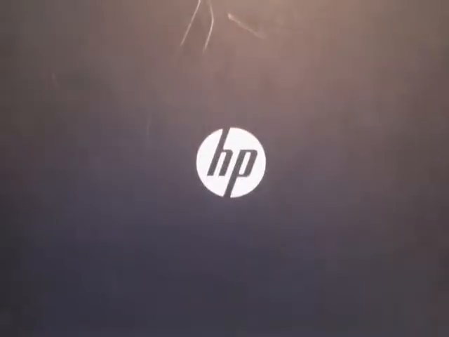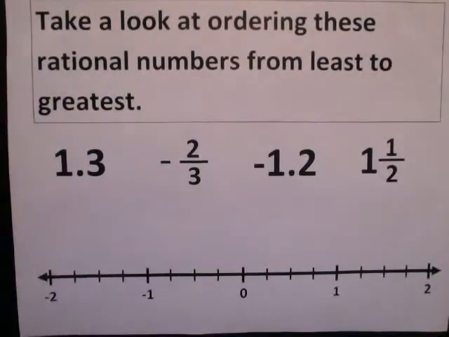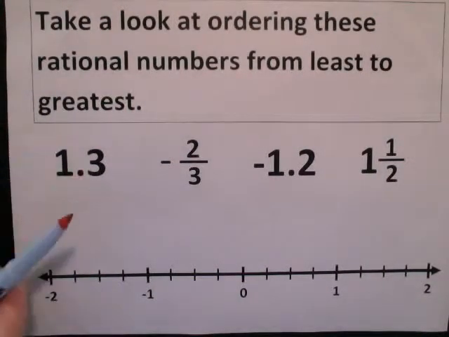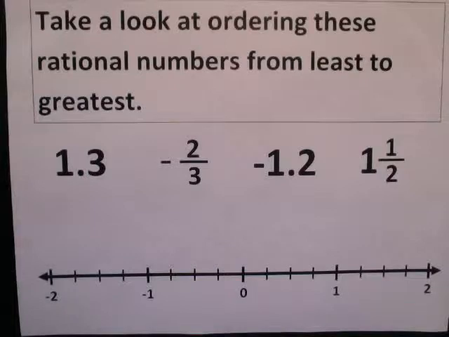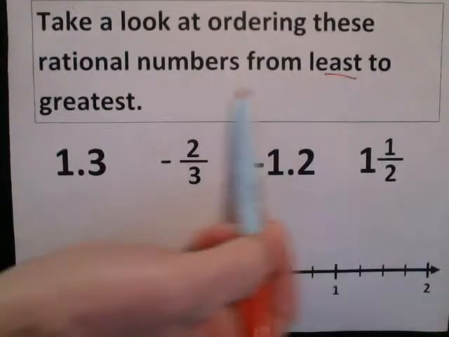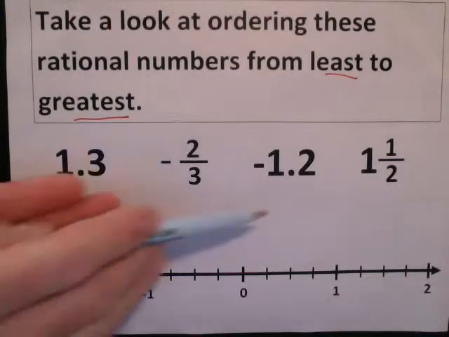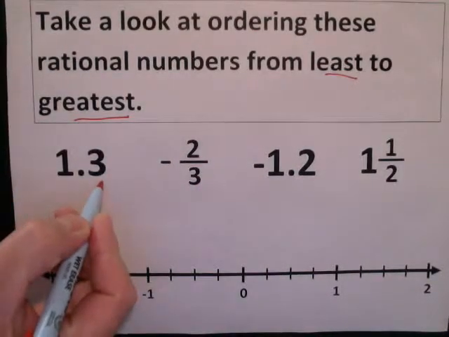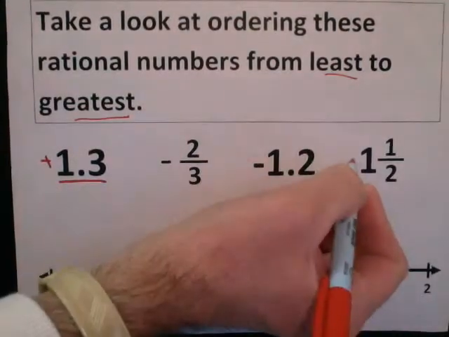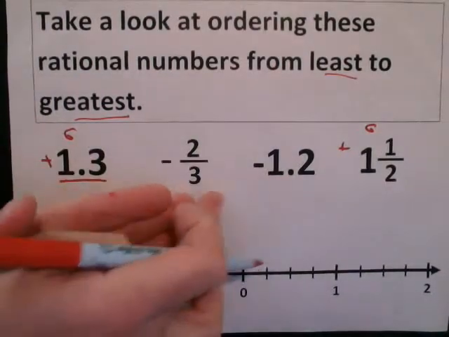So, let's take a look at what we have here. Take a look at these rational numbers. We have a list of 4 numbers, and we have a number line down there to help us, and we want to order them from least to greatest. Well, anything positive is going to be greater than anything negative. So first of all, we can identify our positive numbers. This is positive, and this is positive. So we know this will be greater, and this will be greater than these two negative numbers.